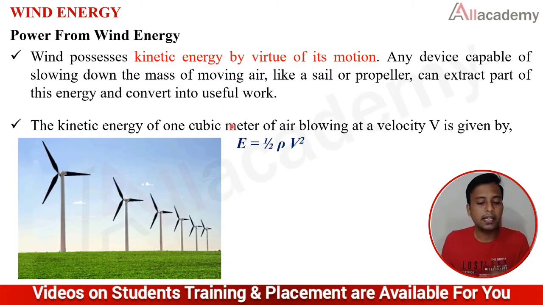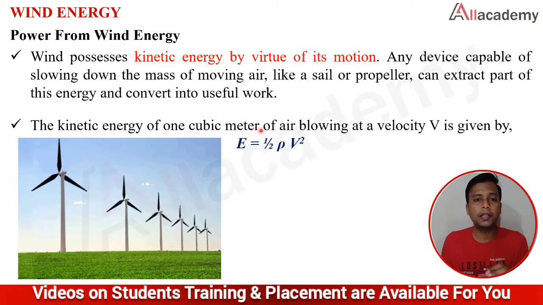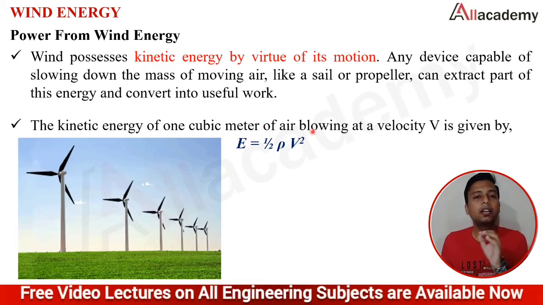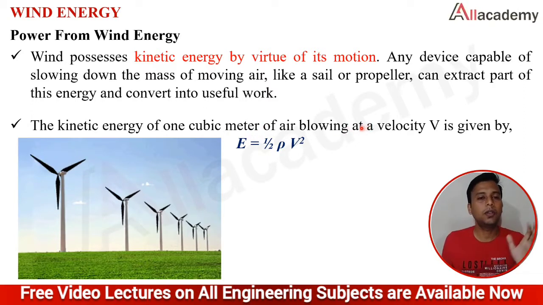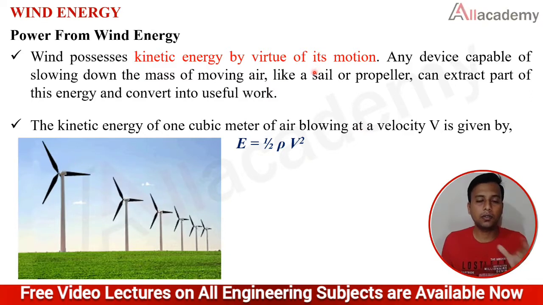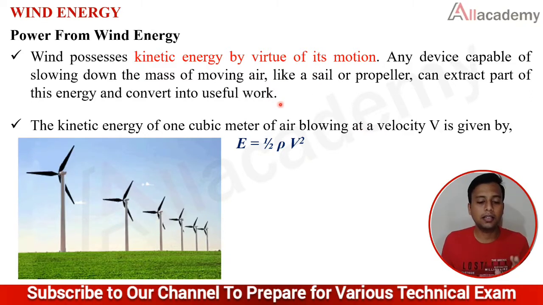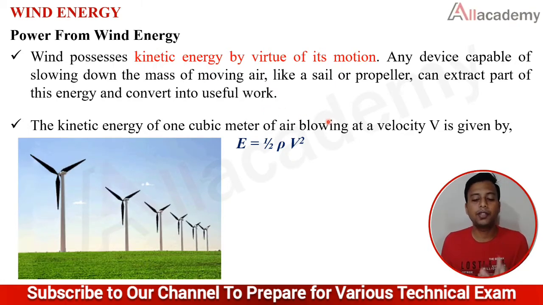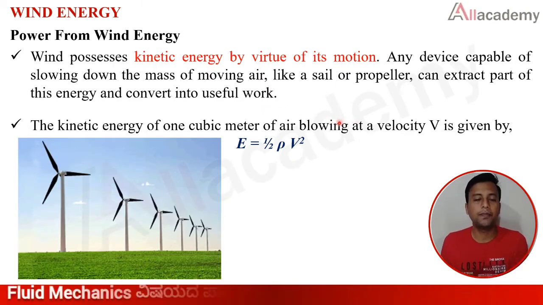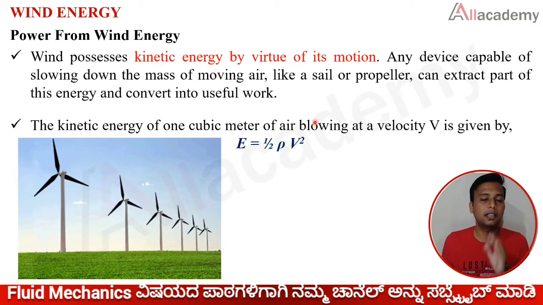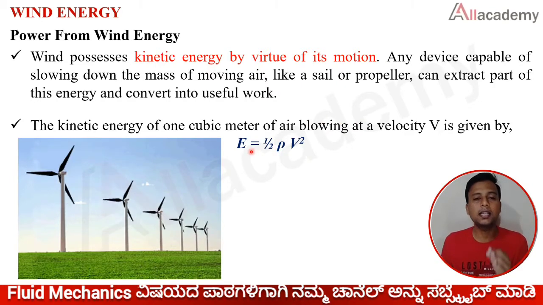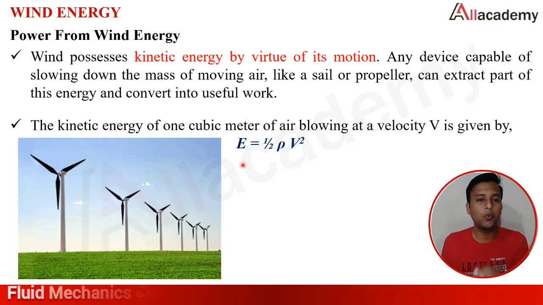Now, the kinetic energy of 1 cubic meter of air blowing at a velocity v. If I want to calculate the energy, let us take 1 cubic meter of air which is blowing at a velocity v. Then the kinetic energy is given by the equation E = 1/2 ρ v².